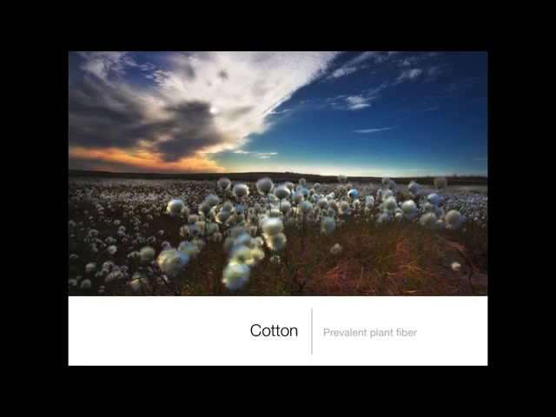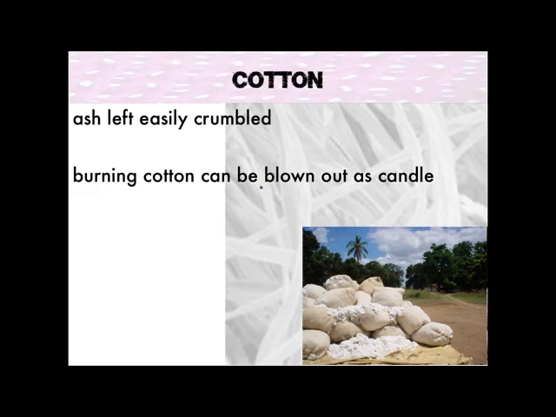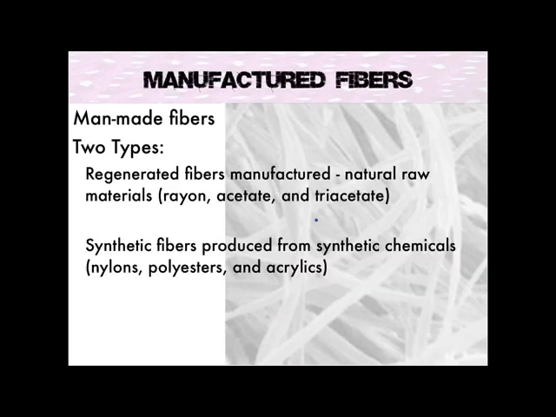Cotton is the prevalent plant fiber. It's a staple fiber, and it's quite soft, and it grows around the seeds of a cotton plant. If you burn it, as you will do in the lab, it burns with a steady flame, and you should note the smell. It'll smell like burning leaves because it's a plant. It leaves behind an ash that you can crumble easily, and if you want to blow out the cotton, it can be blown out just like a candle.